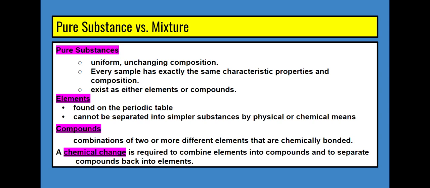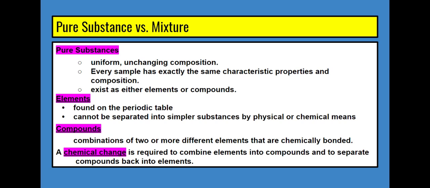Elements themselves are found on the periodic table, and they cannot be separated into simpler substances by physical or chemical means. An element is an element, and it cannot be broken down into anything less than itself without losing its properties. Sure, if you had an atom of copper, you could break it down into its subatomic particles, but it would no longer be copper. It would be the protons, neutrons, and electrons that comprise that atom.